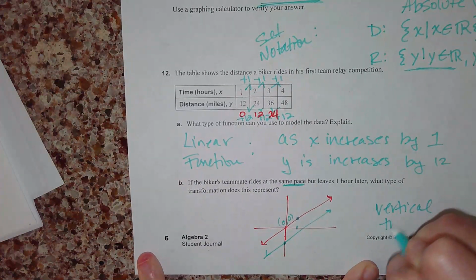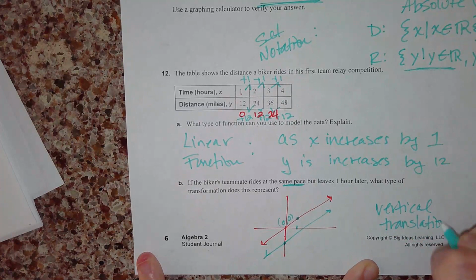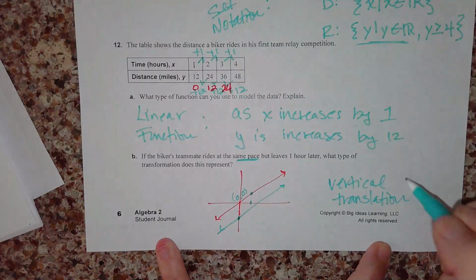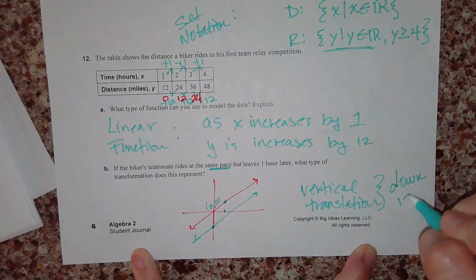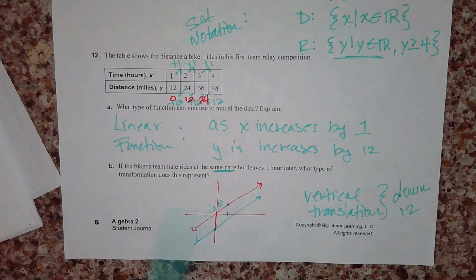In other words, that's when we talked about shifting up and down. So it's a vertical translation. It means that you're shifting this function down 12. So if you're leaving 1 hour later, because the rate is still the same, you're keeping the same slope. You're just changing your starting value, which causes the function to be shifted down 12.